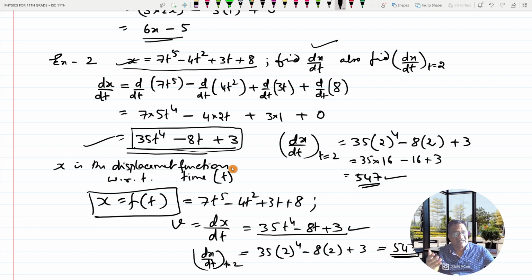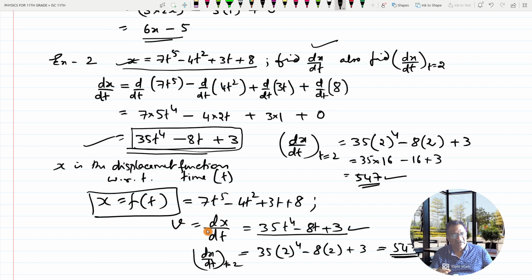So this way, physics and mathematics are going together, right? So this was the mathematical approach. This is how it can be converted into physics, or how mathematics can be used in physics. So in physics we say that if displacement is represented by x, and you want to find out velocity, then you have to find the derivative of the displacement function. So you have to find out dx upon dt to get the velocity function.